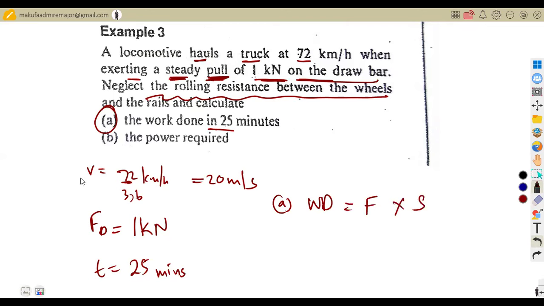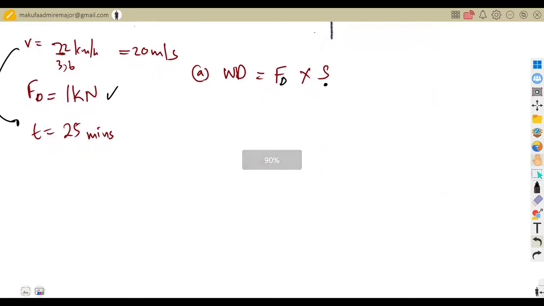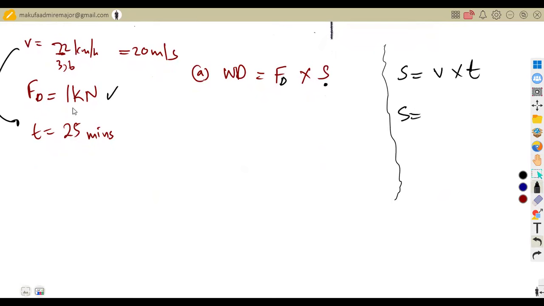So we have velocity, we have time, and we have the force, because remember, the rolling resistance is neglected. So this force is going to be our F. But where are we going to get the S? We are just given the velocity, like an average velocity, over the same time. So it's just velocity and time. So you can calculate the distance, which is velocity times what? Times time. Remember that S can be calculated from velocity times time. So that is S: the velocity in meters per second, 20, times the time in seconds. This is 25 minutes, so to convert to seconds you multiply by 60. We've got a displacement of 30,000 meters.